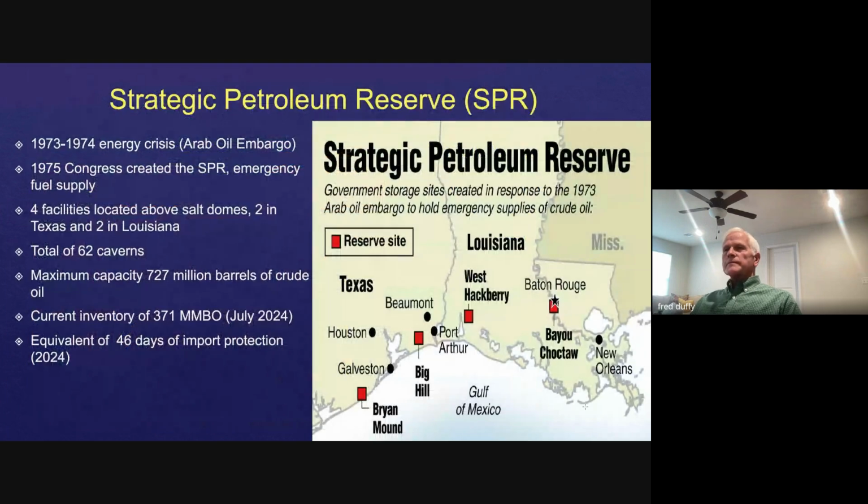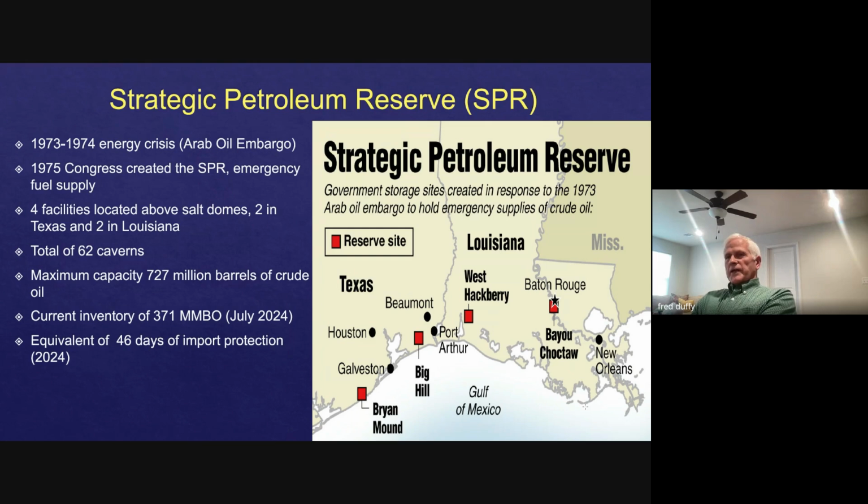Next slide, please. A good example of these storage caverns is the Strategic Petroleum Reserve. If you are old enough to remember the 1970s, we had the Arab oil embargo in 1973 and 74. What resulted from the Arab oil embargo is that Congress created the Strategic Petroleum Reserve, which is a form of emergency fuel supply.